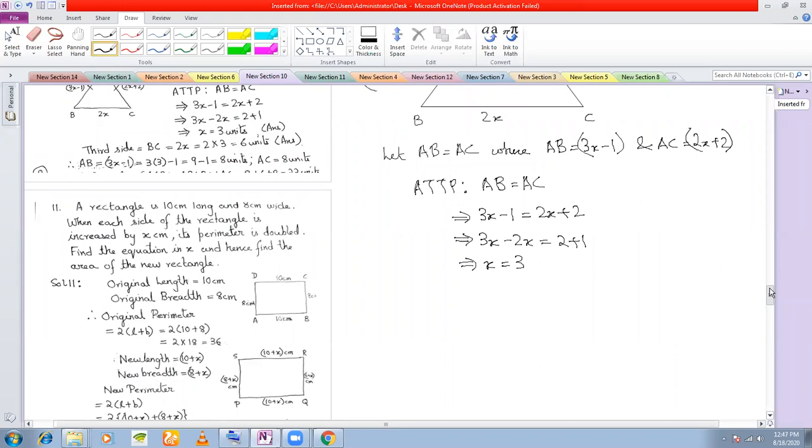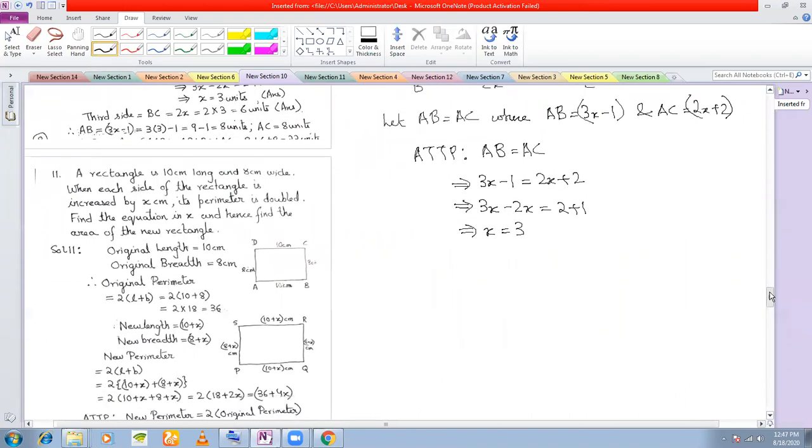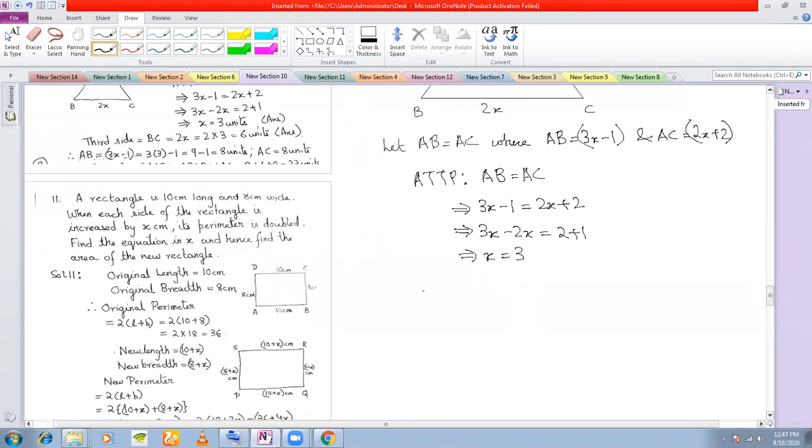There are two methods in which you can do this. The first is to find the individual lengths, then add them up. Or you add them up algebraically first and then put the value of x. Let us first do the first method. What is AB? AB is 3x minus 1, and we have found x to be 3. So 3 into 3 minus 1.